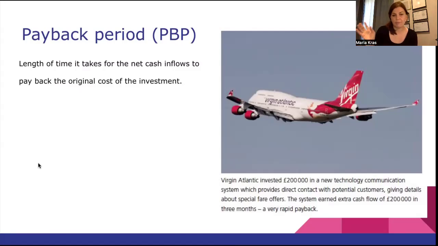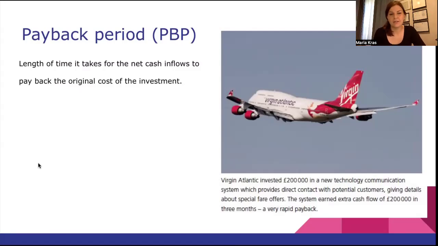So it's a very rapid payback. What you could also say is that this investment project has recouped its original investment amount of 200,000 pounds after just 3 months. It's a very, very short payback period. Obviously, the longer the payback period, the more risky and inaccurate these forecasted cash flows are. Also, if the business borrowed this money from the bank or from venture capitalists or something like that, the longer the payback period is, the more interest payments you will have to make, right?